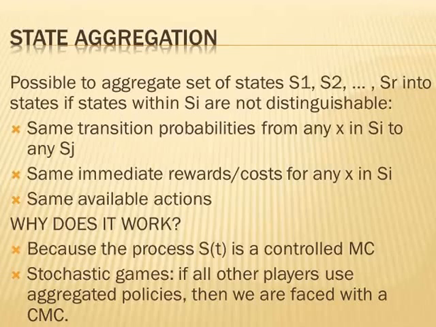Now, why does it work? Well, if we look at the process that tells us in which of the aggregates we are, we'll see that it is in fact a controlled Markov chain. It satisfies the structure that we defined for the controlled Markov chain. And therefore, by giving more information, we cannot get anything better because we already know that the controlled Markov chain theory provides us optimal policies.